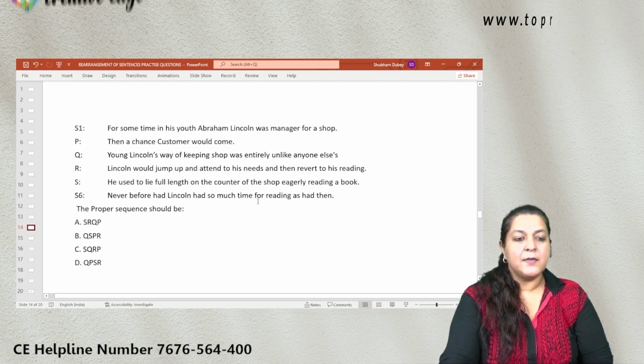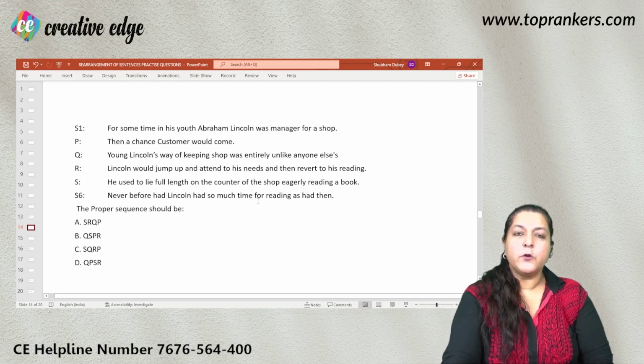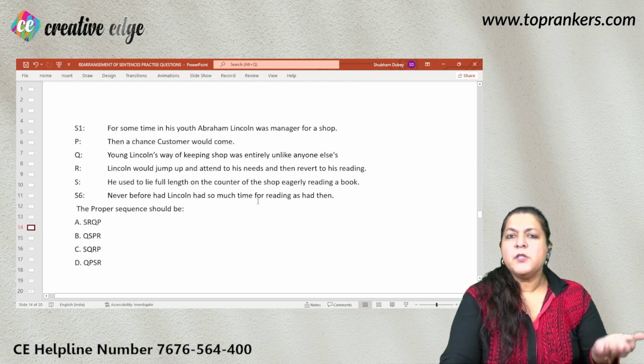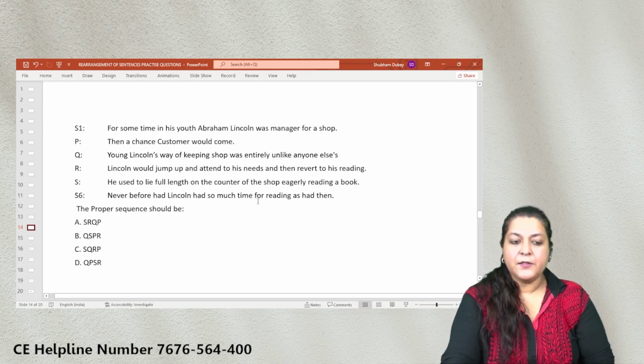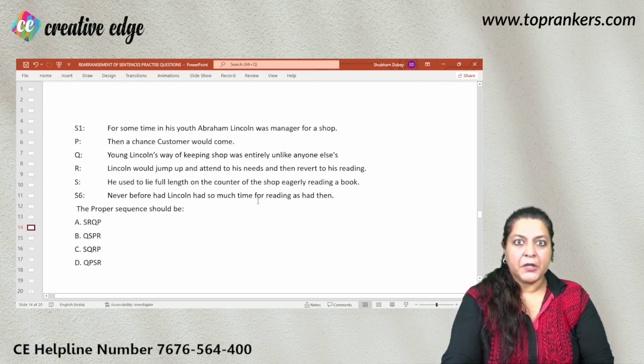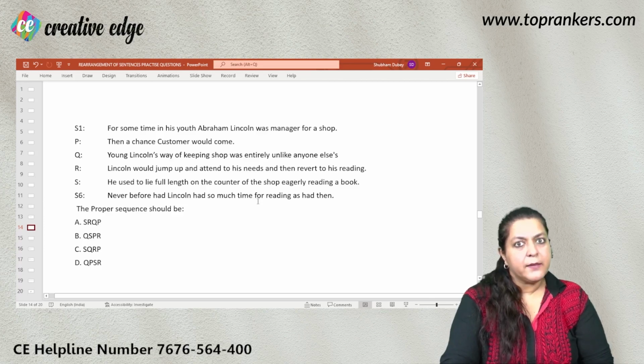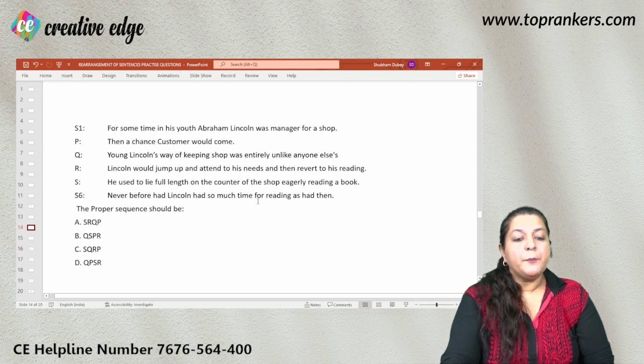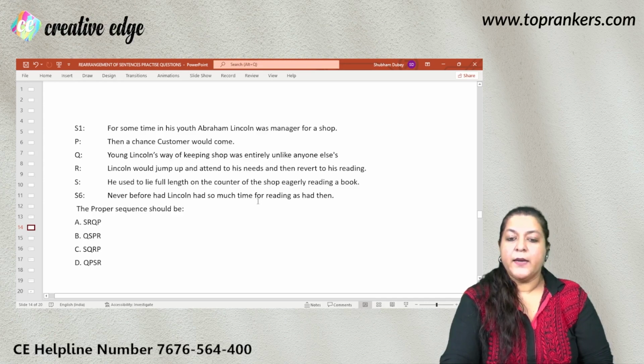In this case, the first sentence says, for some time in his youth, Abraham Lincoln was manager for a shop. So it's natural that we will be talking of Abraham Lincoln in the next sentence. Let's read the options. The options say S and Q. S says he used to lie full length on the counter of the shop, eagerly reading a book. Yes, it is talking about Abraham Lincoln. Q says young Lincoln's way of keeping shop was entirely unlike anyone else's.